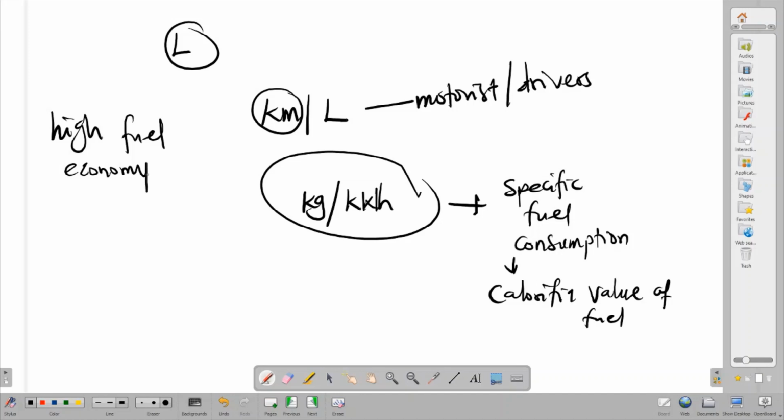But when it comes to engine designers, they consider fuel consumption in terms of the amount of fuel that is being consumed and the power that that fuel can develop in terms of the time that the fuel has been consumed. That is what we refer to as the specific fuel consumption, and it highly depends on the calorific value of the fuel.